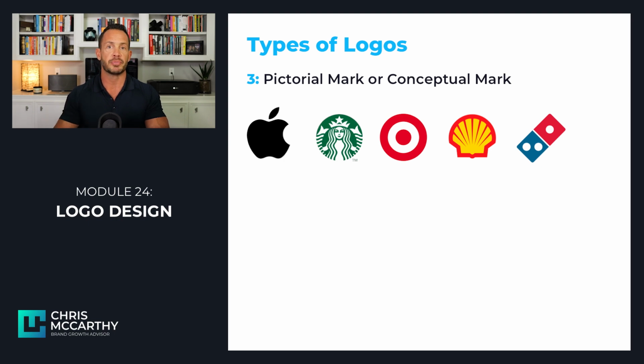Logo type number 3 is pictorial mark or conceptual marks. These are simple and unique graphical representations of the brand. Oftentimes they feature an easily recognizable image, but sometimes they are a shape that may not even relate to the brand's products or services. The goal in creating a pictorial mark is to design the simplest form possible and make effective use of white space. Less is always more when designing a pictorial mark. Effective examples of pictorial marks are Apple, Starbucks, Target, Shell, and Domino's.